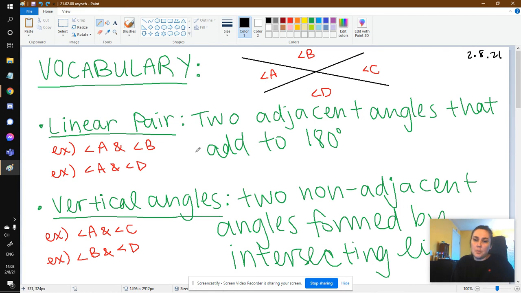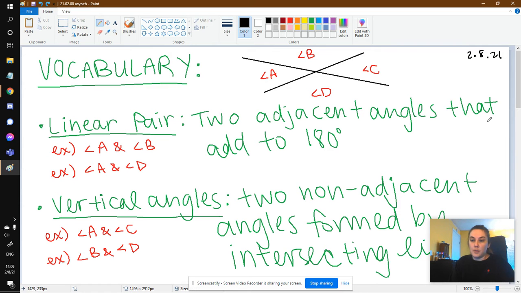Let's talk about it. Linear pairs are two adjacent angles, so angles that are next to each other, that add up to 180 degrees. In this diagram, an example of a linear pair is A and B, because they're right next to each other, adjacent, and A and D, also adjacent. We could have also said C and D and B and C.